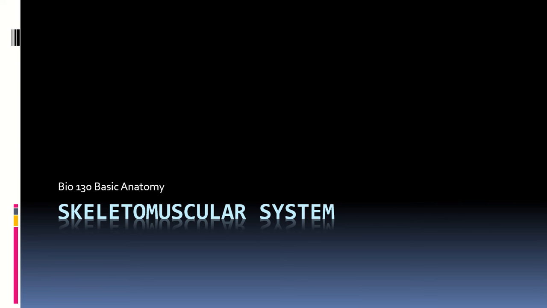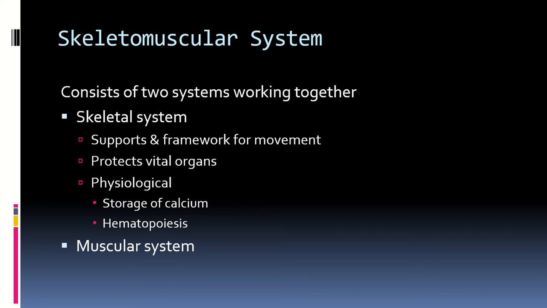Hello, Bio 130 students. This will be the musculoskeletal system, skeletal muscular system, the muscular and skeletal system. Technically a system of two body systems, but more or less the skeleton and the muscles can be grouped together. So musculoskeletal or skeletal muscular, either or. As far as this goes, it consists of the skeletal system and the muscular system.